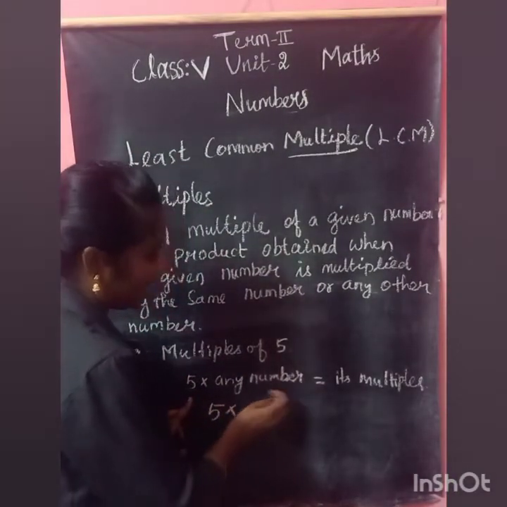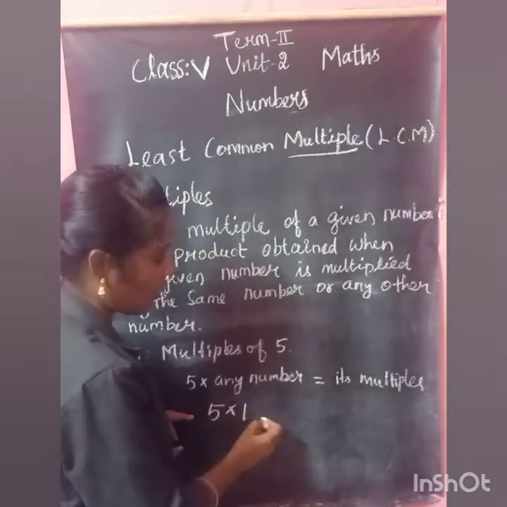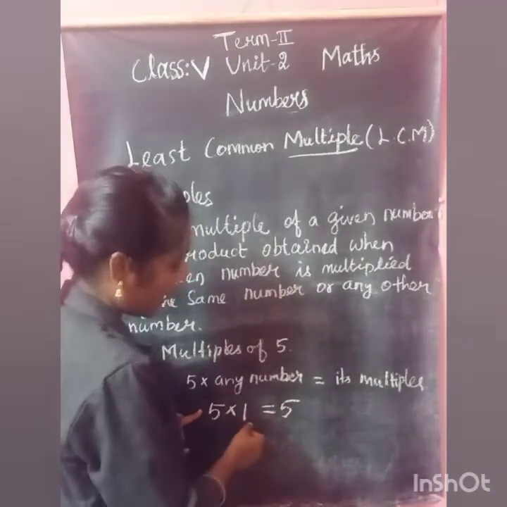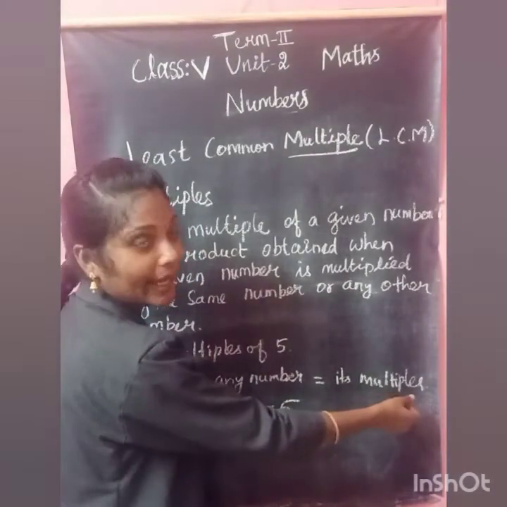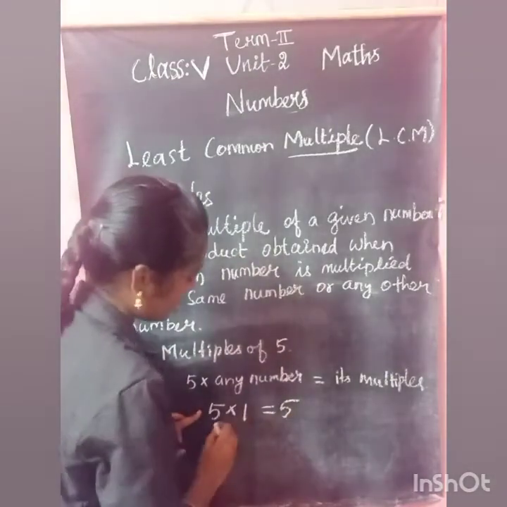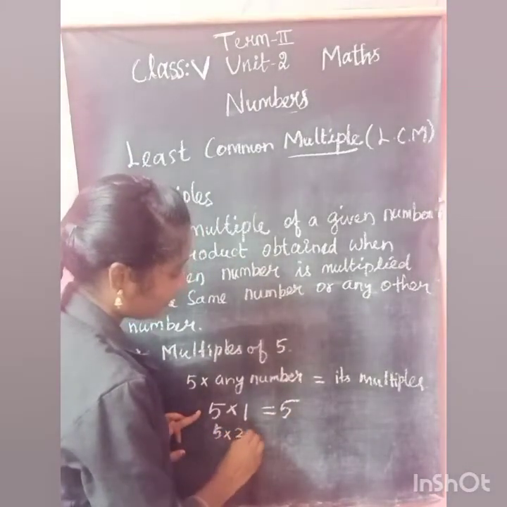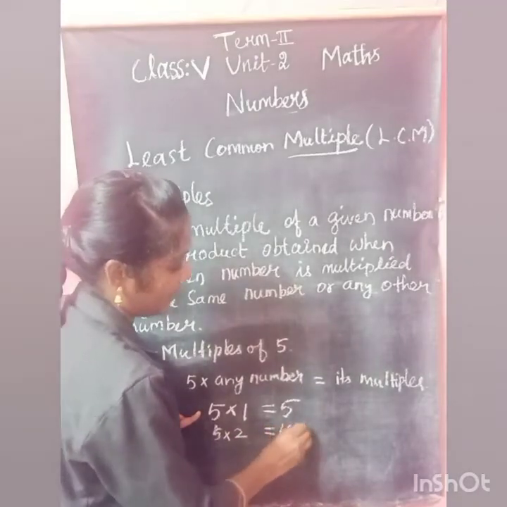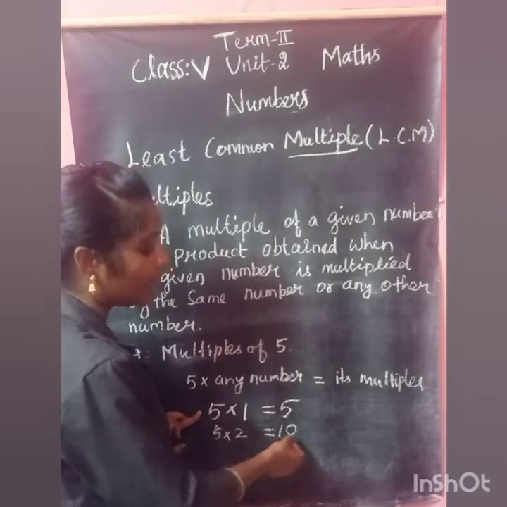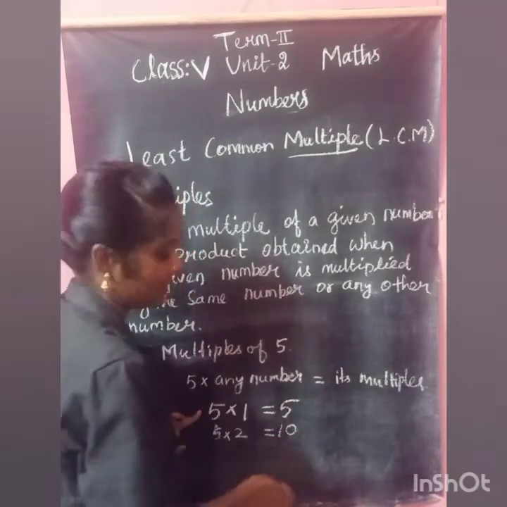I am taking here any number, so I am taking 1. So 5 into 1 equals 5. So 5 into any number, we get its multiples. Okay, so 5 into 1 is 5. Next, 5 into 2 is 10. So 5 into any number, then we get its multiples.